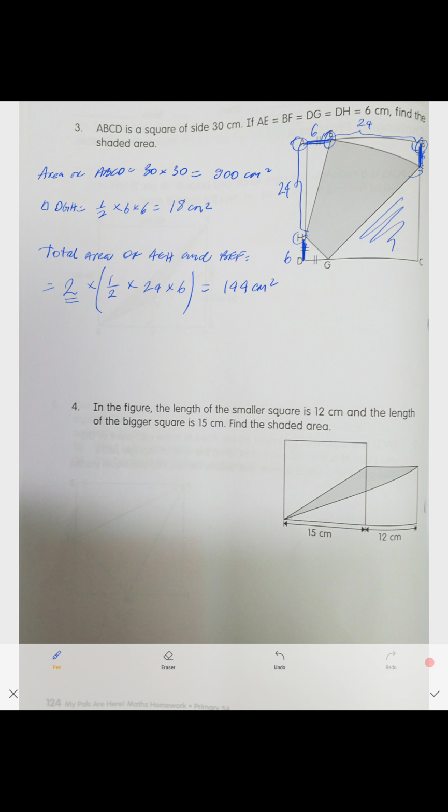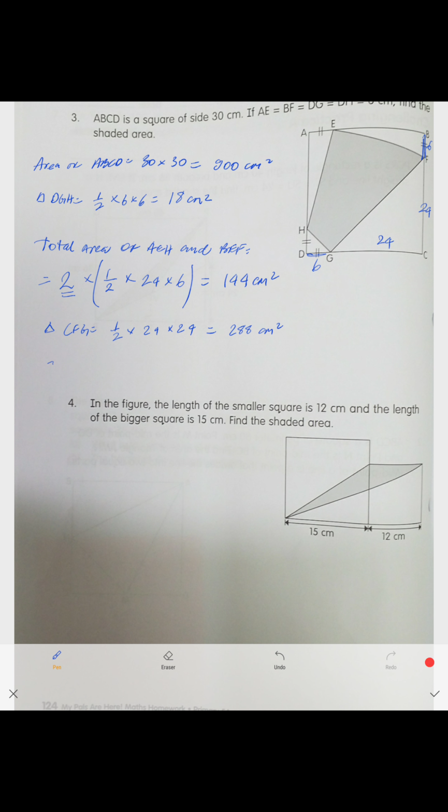Lastly, we need to get this thing, CFG. So again, I'm gonna erase this thing. If this side is 6, then this one is 24. If this is 6, this one is 24. All right. We have two sides, we find the area. So triangle CFG is 1/2 times 24 times 24, right? 288 square centimeters.